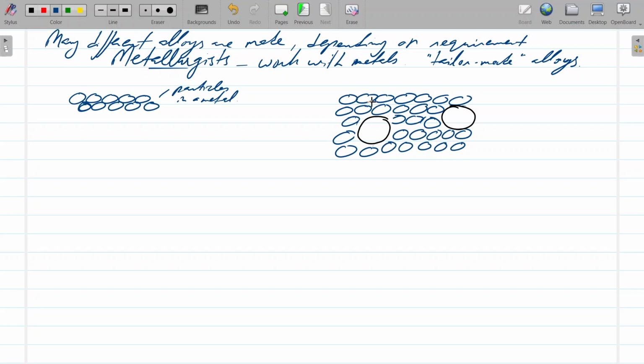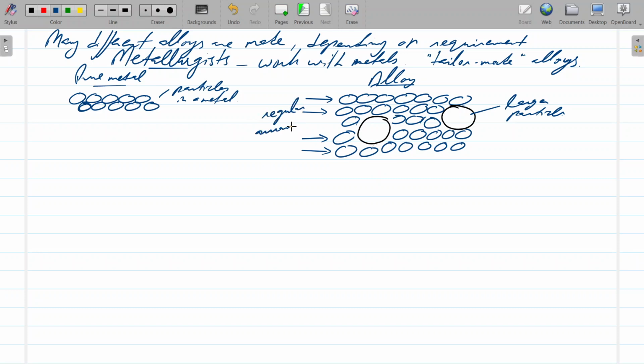Now, what's happening is the regular arrangement of the rows of particles in a metal is disturbed because of the larger particles. This is an alloy. This is a pure metal. This is the regular arrangement. And then you've got these large particles that are disrupting the regular arrangement.